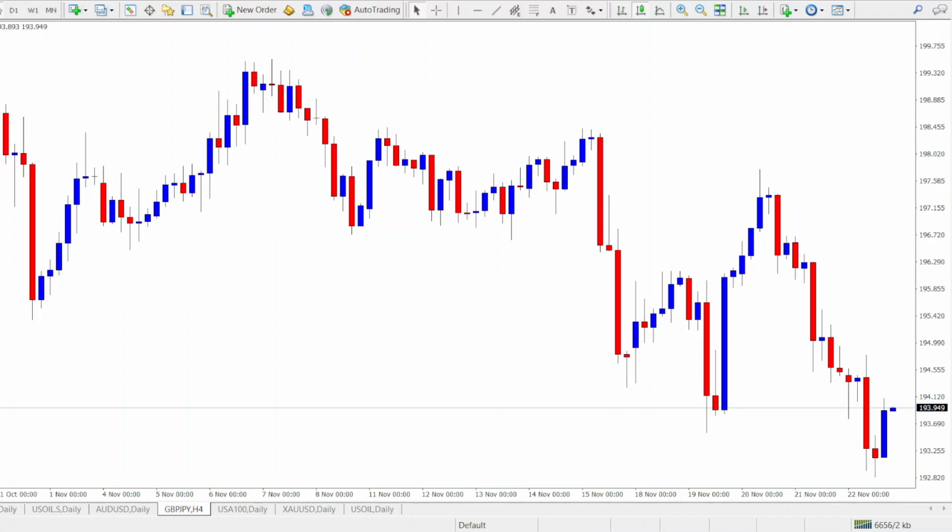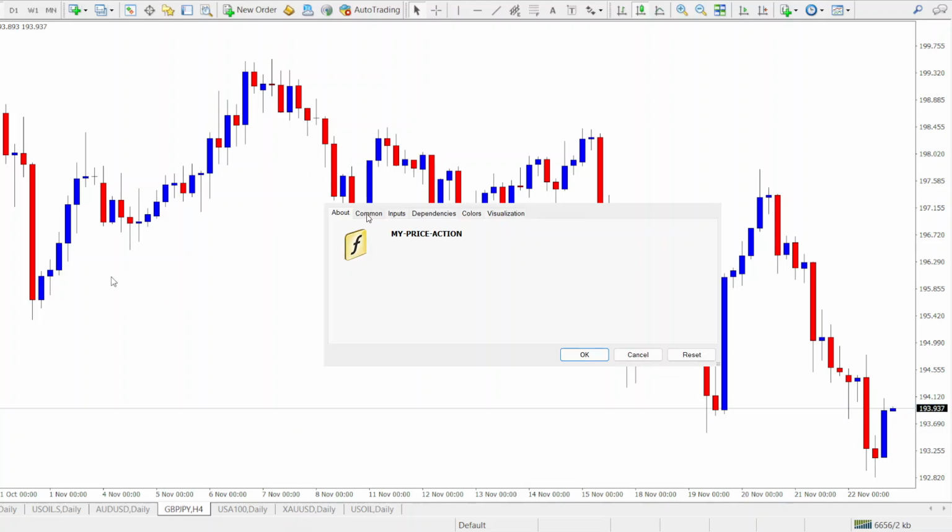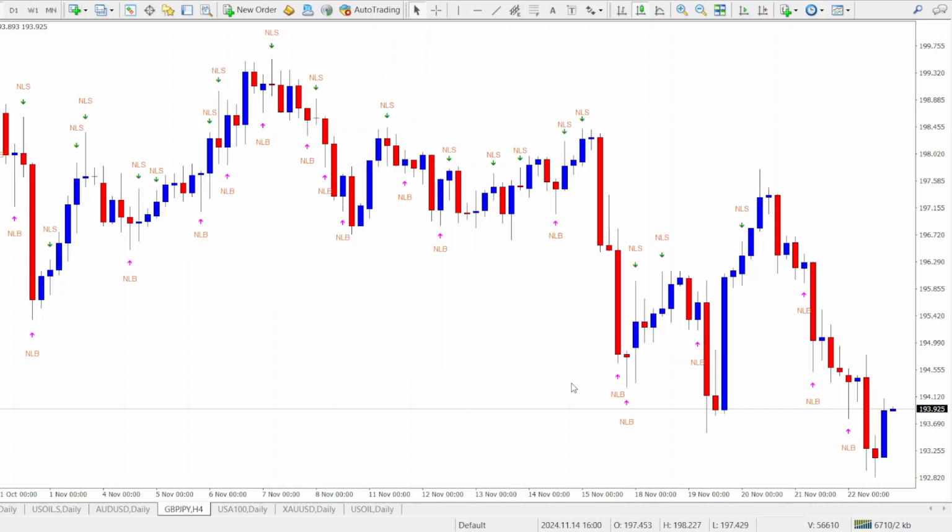I'm just going to be adding the indicator to the chart right away. It's a custom indicator, so of course you know what to do. You have to download the indicator, and you have to add it to your indicators library for your MetaTrader platform. It's after you do that that you'll be able to use the indicator. So this is how the indicator looks.